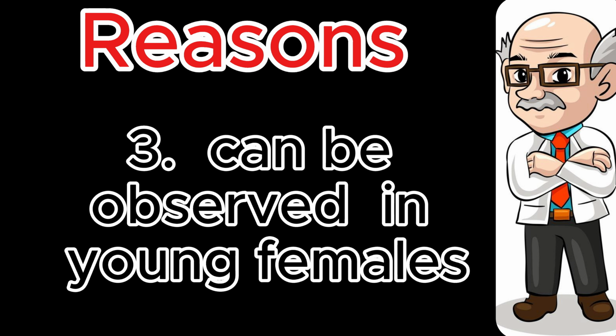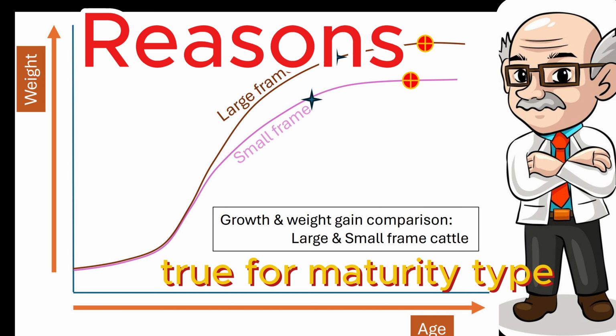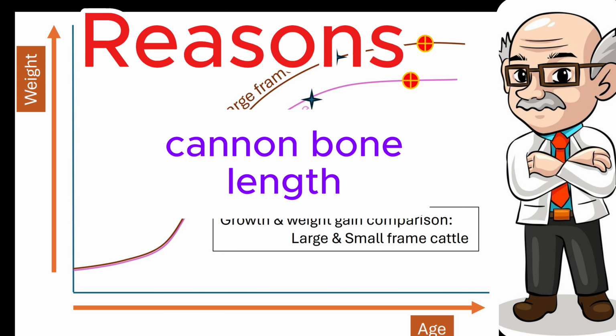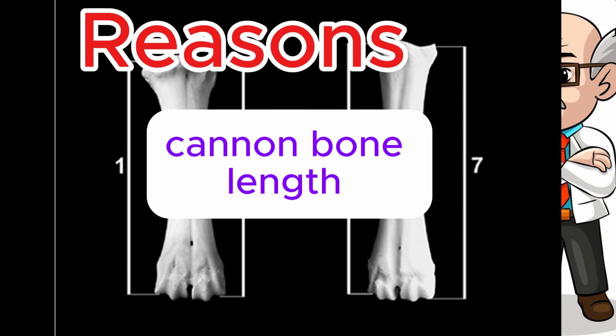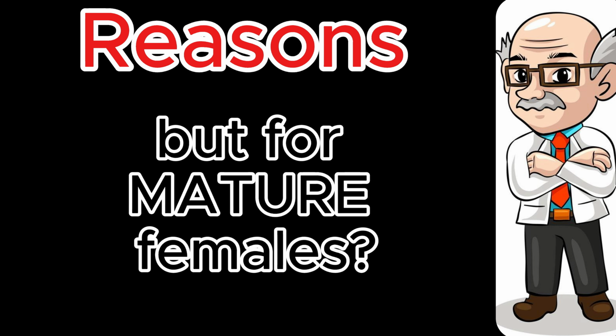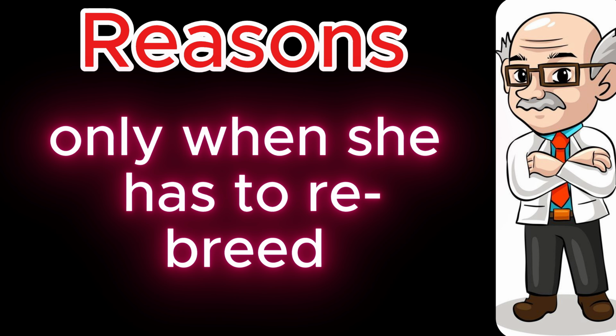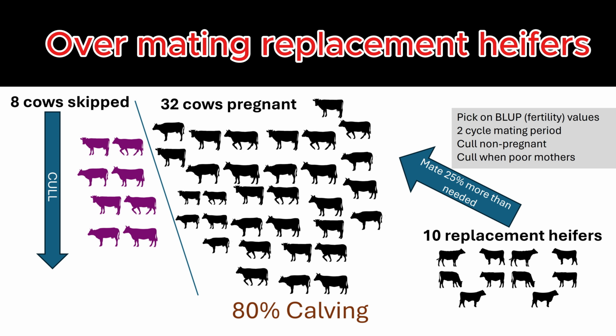The third argument being used is it can be observed early in an animal's life. This is obviously true in terms of maturity type, for example, observing cannon bone length or other body observations, but not for the trait itself in mature females. This can only be recorded once a female calves and she has to take the bull again. The same arguments can also be used by applying practices such as overmating of replacement heifers, where you mate more heifers than you need and only keep those that actually took the bull.